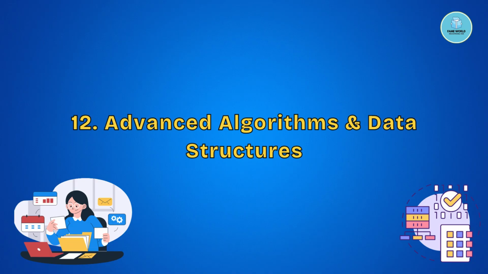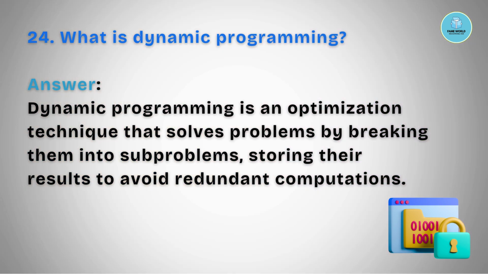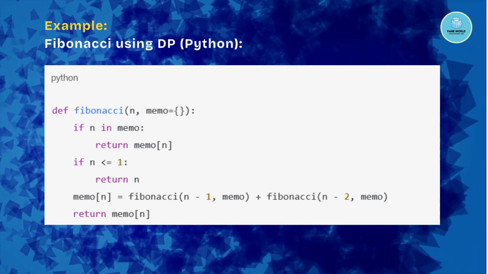Advanced algorithms and data structures. Question number 24. What is dynamic programming? Dynamic programming is an optimization technique that solves problems by breaking them into subproblems, storing their results to avoid redundant computation. Example is as follows.